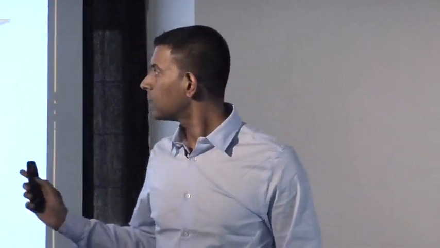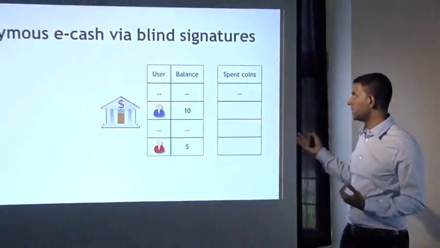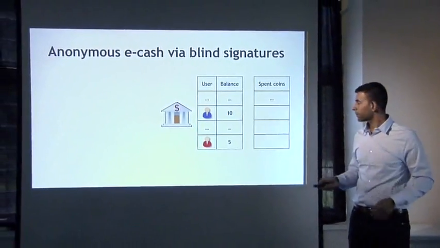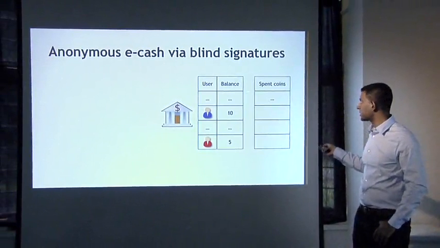And as we go through this protocol, try to see if you can spot any other flaws with it other than the anonymity properties or lack thereof. It's quite a simple protocol. I'm going to show it to you in just one slide. Now, imagine that there is a bank, and this is a protocol for anonymous eCash through blind signatures. Imagine that there is a bank, and the bank stores various things in its database.